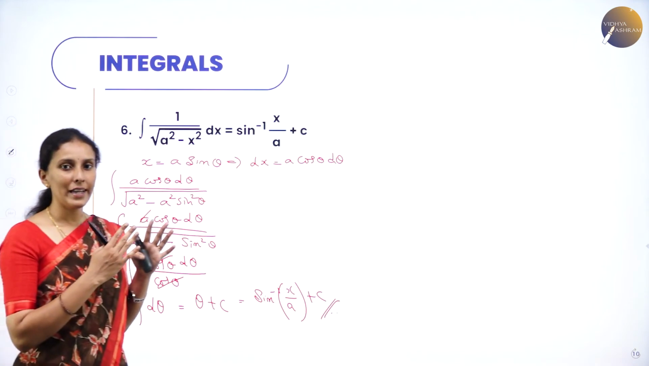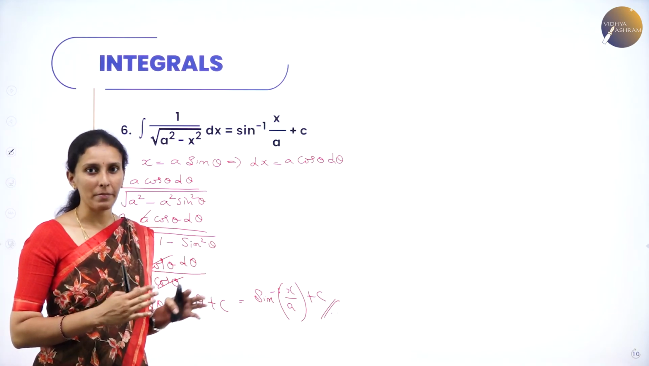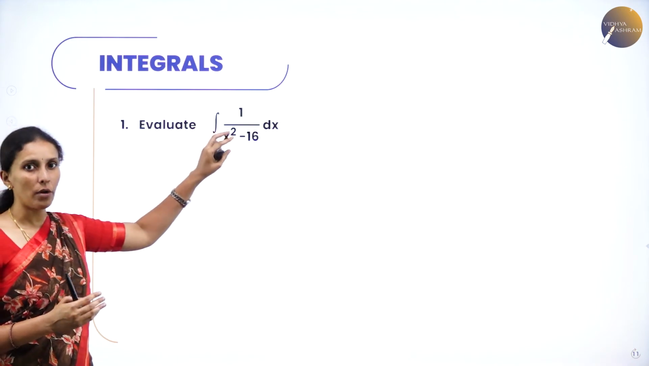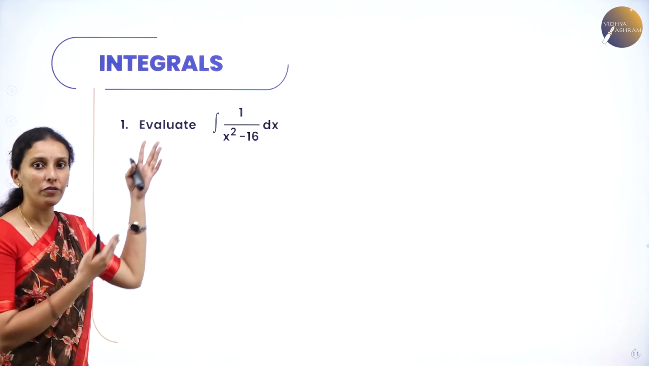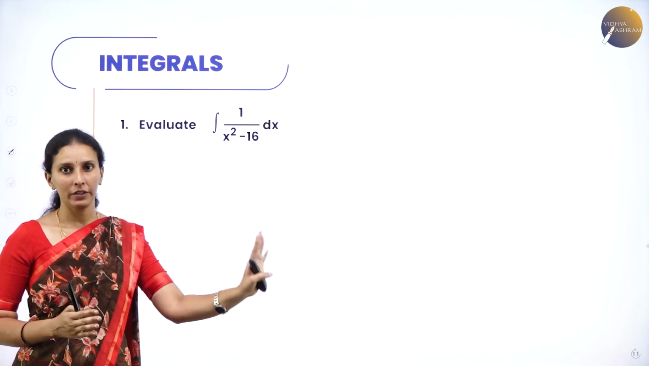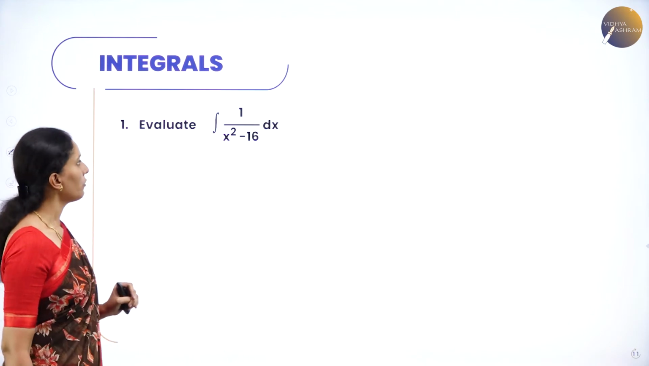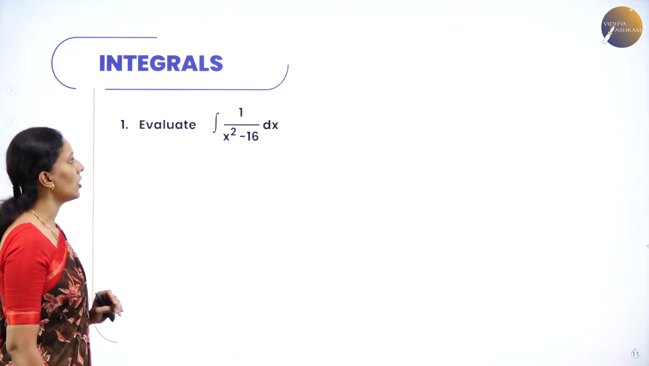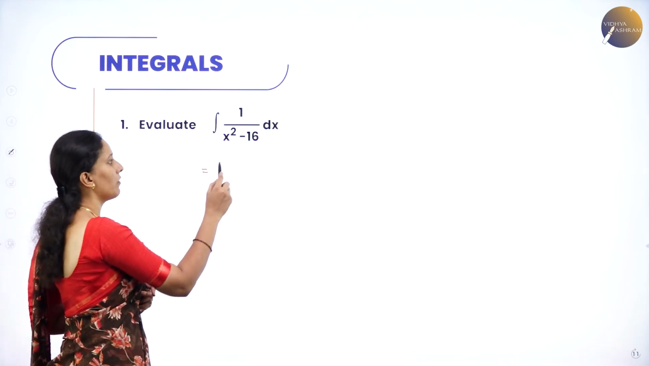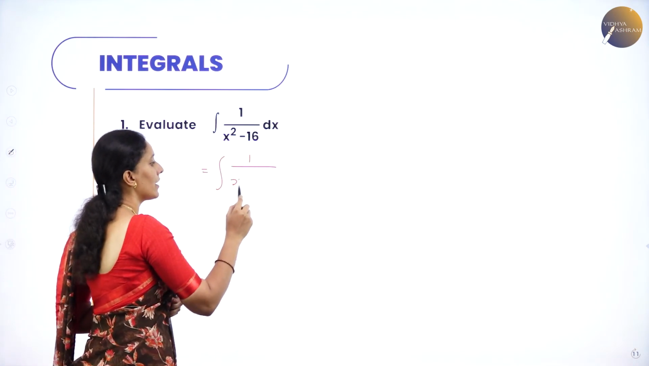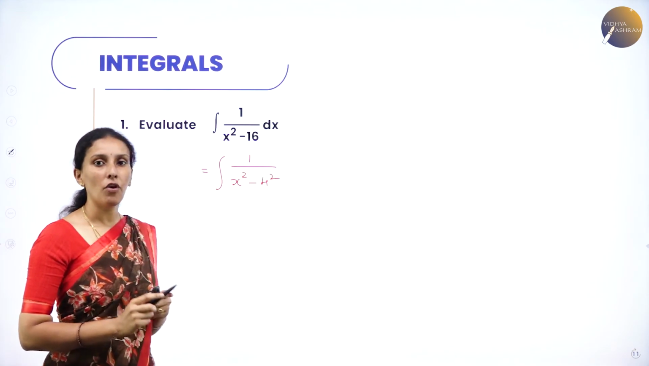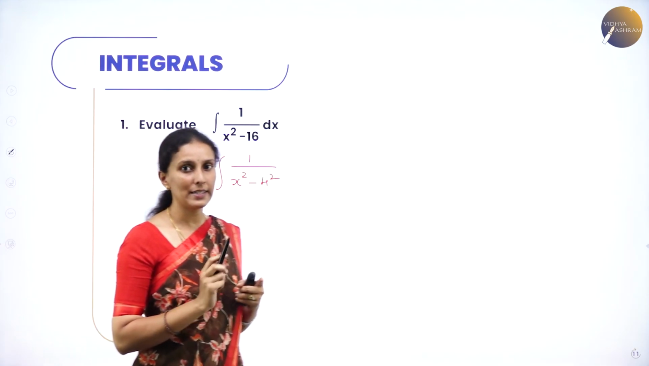So these are all very important proofs, as I said, for 5 marks. Along with it, you will get questions of this form. You have to convert this into one of the standard forms which we have learnt now and write directly whatever the answer is. Now here, evaluate integral of 1 over x square minus 16. I can convert this into the form of 1 over x square minus 4 square. Now this is in the form of 1 over x square minus a square.